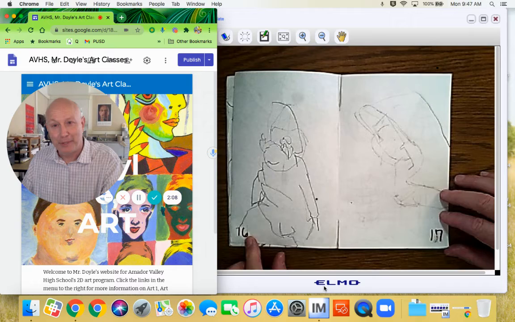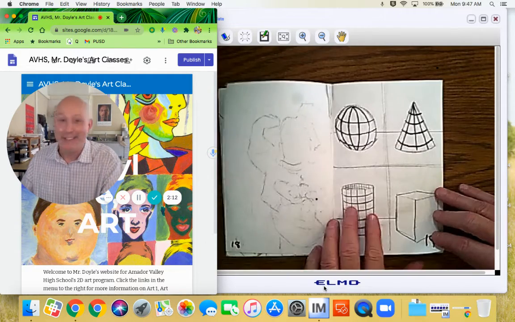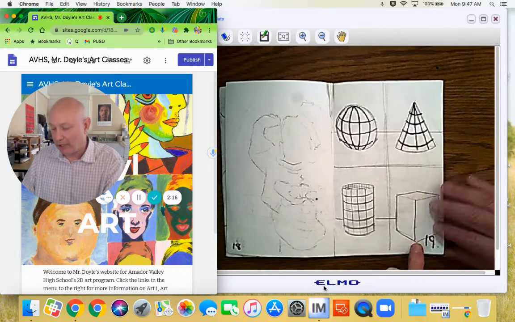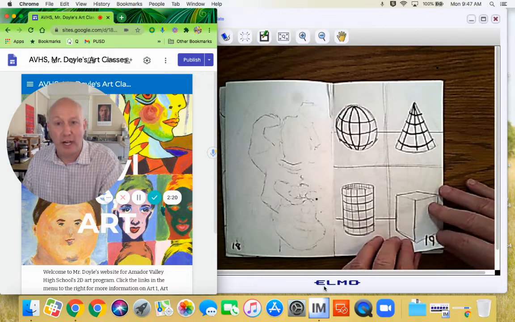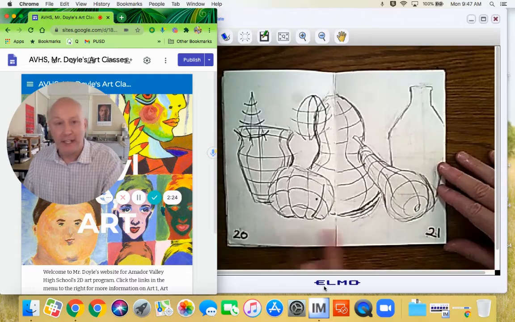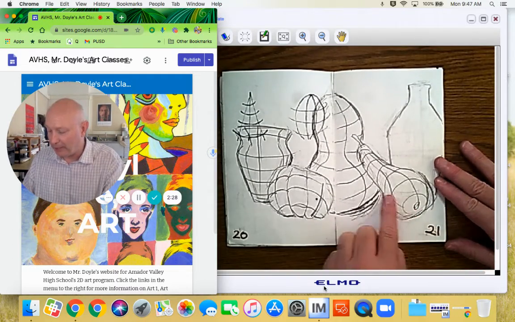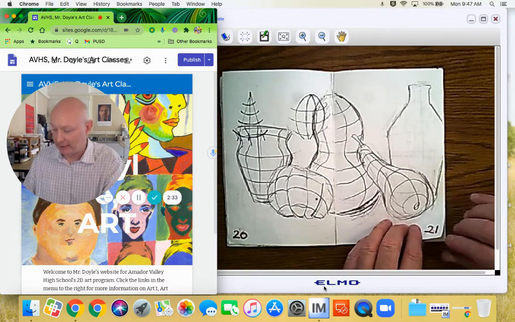Page 16, blind contour. Page 17, blind contour. Page 18, blind contour. Page 19, draw the 4 basic forms and draw cross contour lines on them. Page 20, I had a still life set up. So you were to draw the pumpkins in vases and then apply your own cross contour lines.